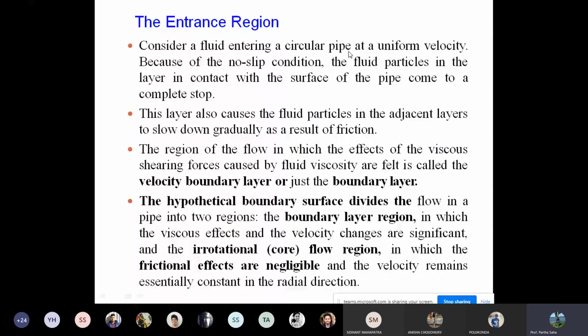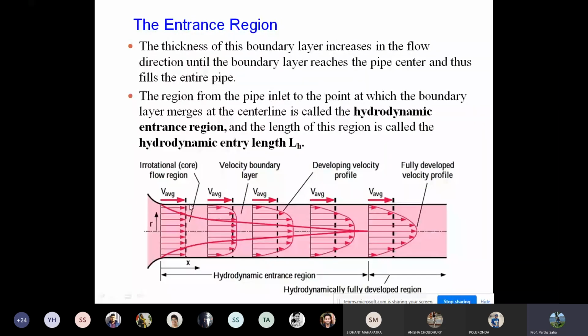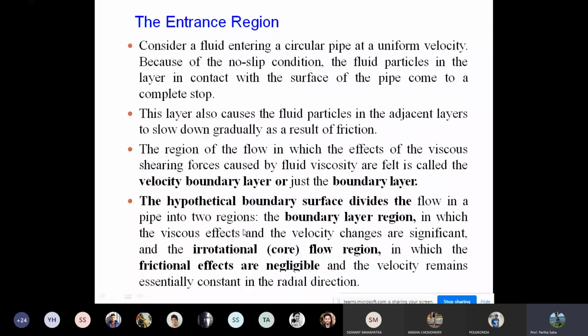Consider a fluid entering a circular pipe at a uniform velocity. Because of the no-slip condition, the fluid particles in the layer in contact with the surface of the pipe come to a complete stop. So here the fluid velocity is completely zero, but then it gradually increases, because the resistance is maximum at the wall, and it gradually increases as it moves towards the center. The layer also causes the fluid particles in the adjacent layer to slow down gradually as a result of friction.